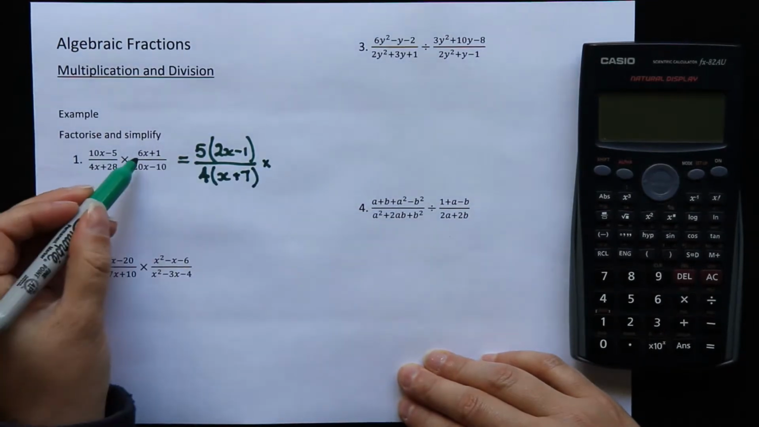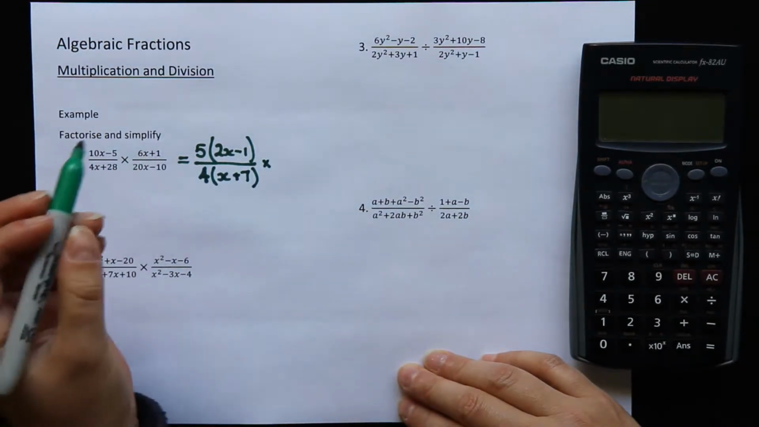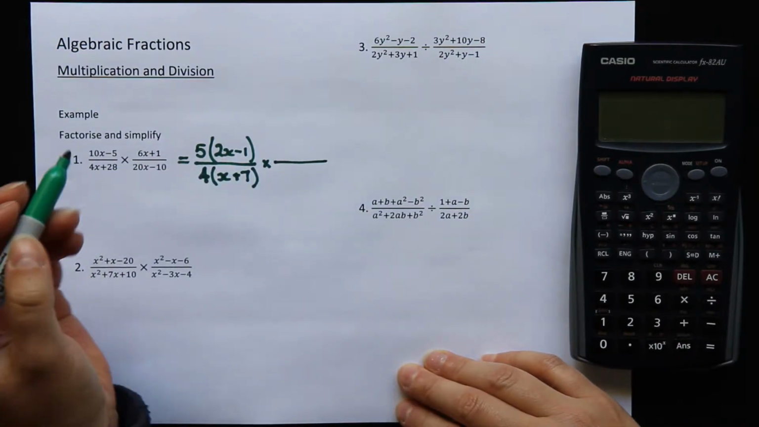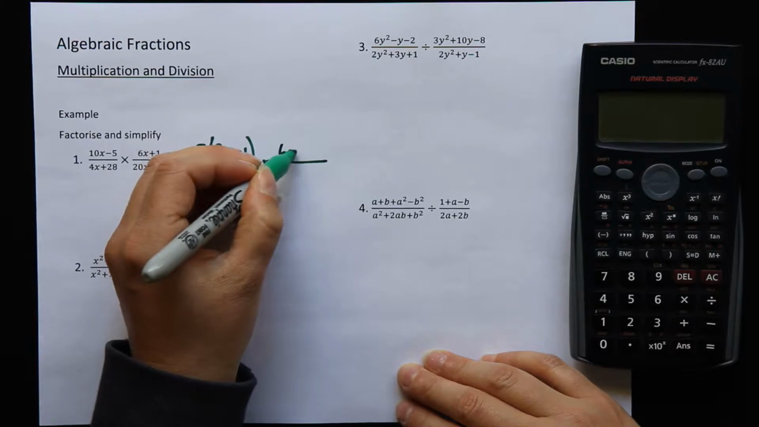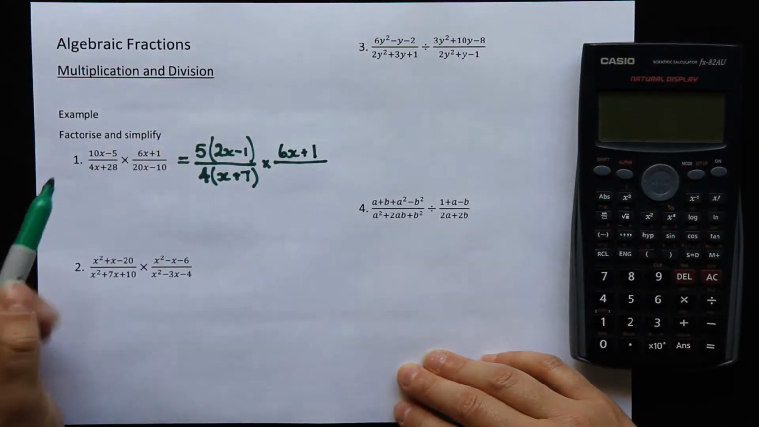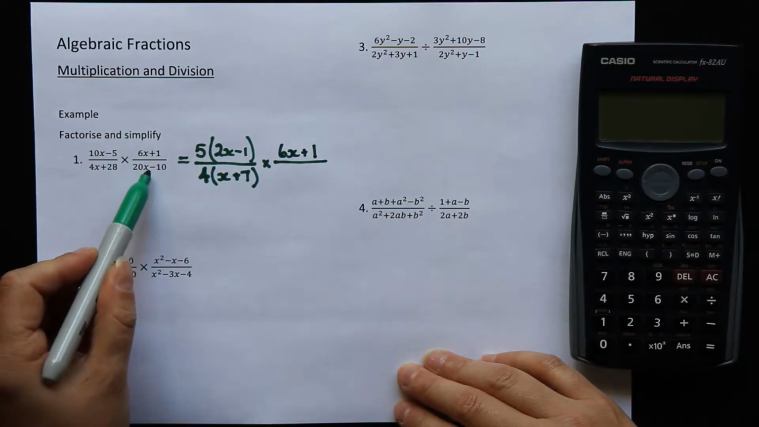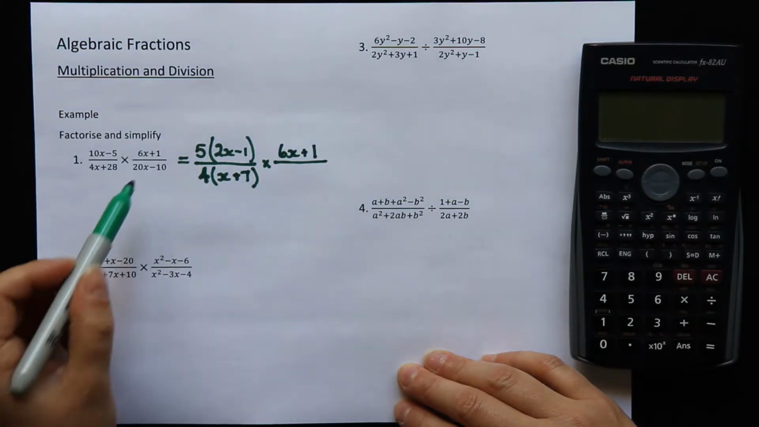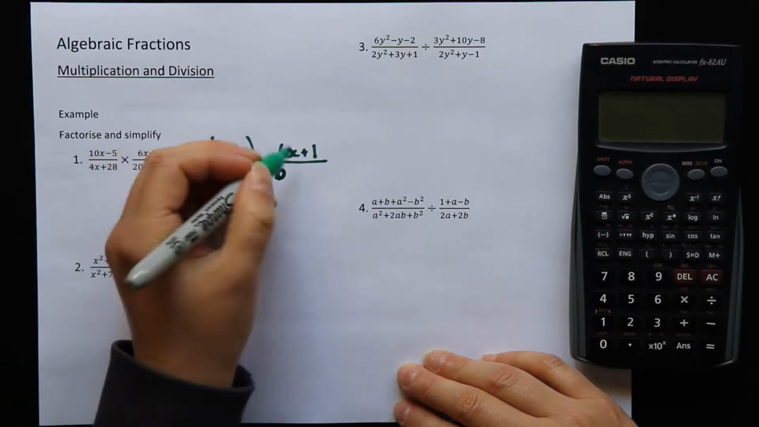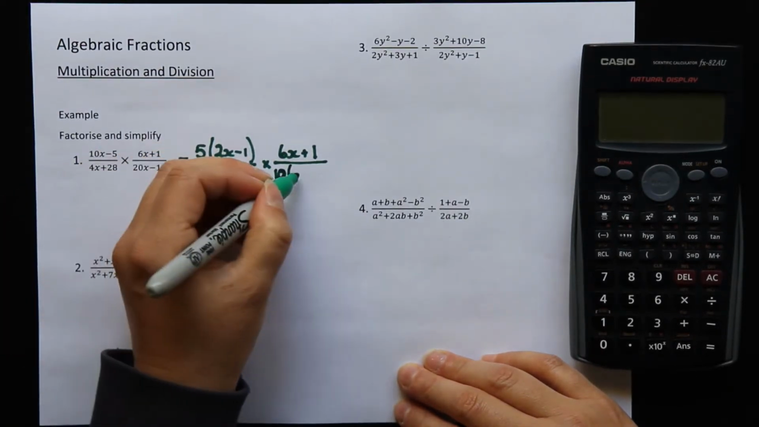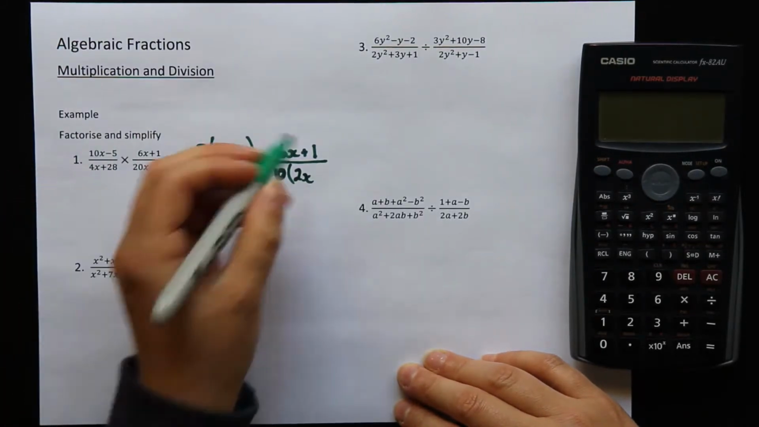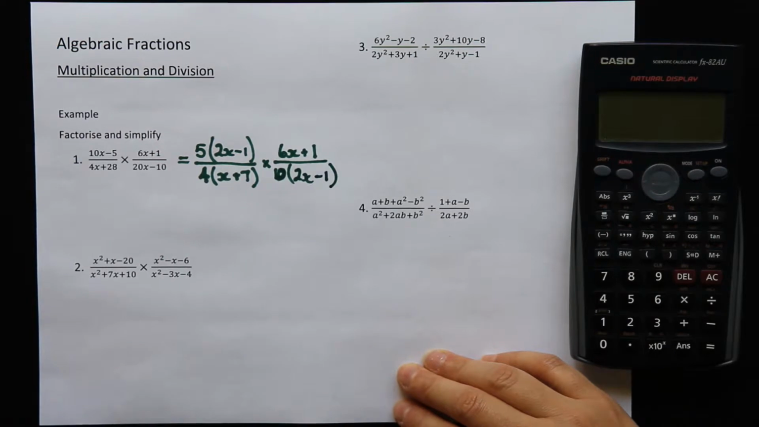Times by, now the second fraction, 6x plus 1. Well, there's no common factor there. There's absolutely nothing I can do with that. So we're just going to write that down. And on the bottom, 2x minus 10, I can factorize out a 10, giving me a 2x, and taking 10 out of that will give me a minus 1.